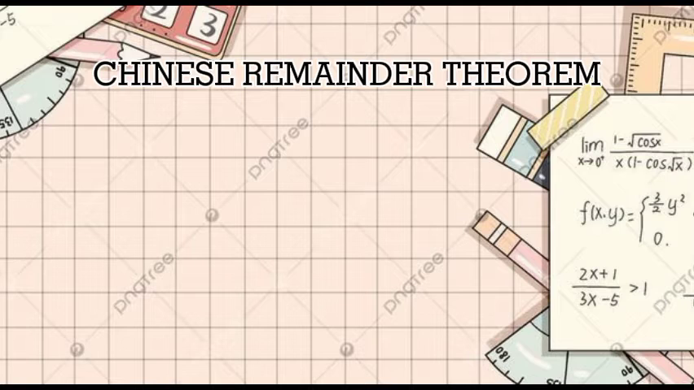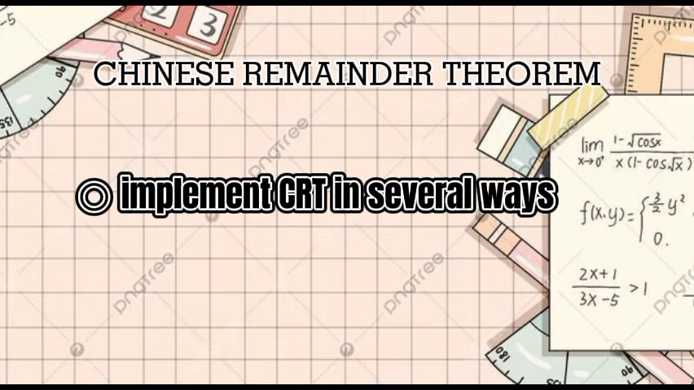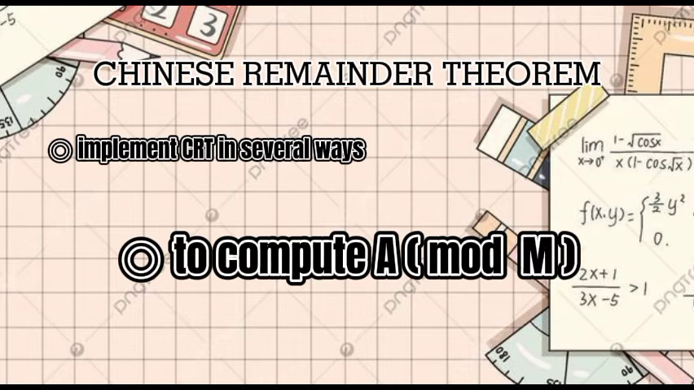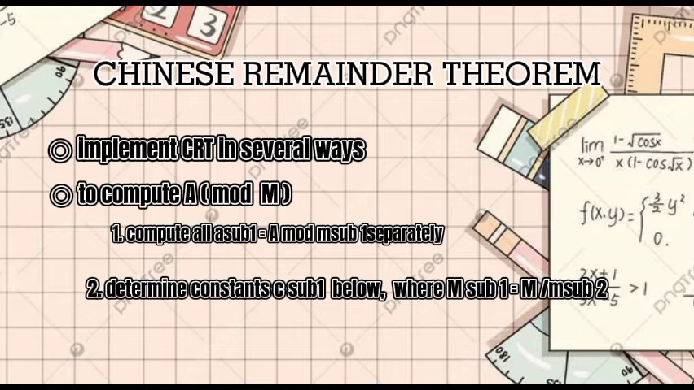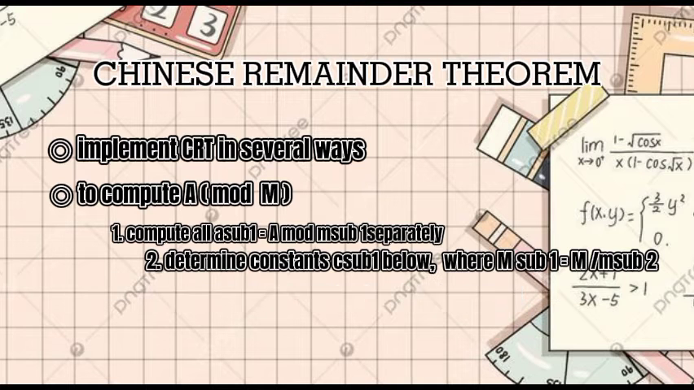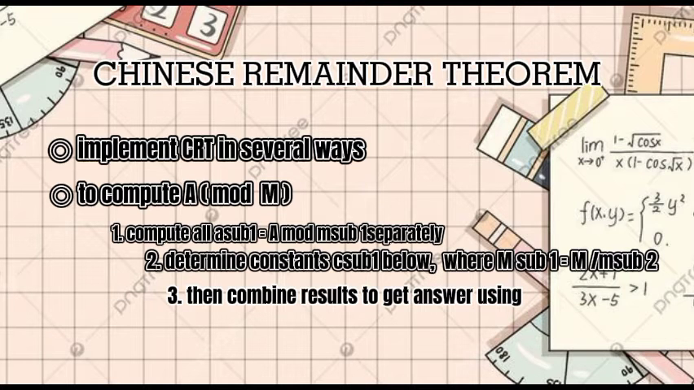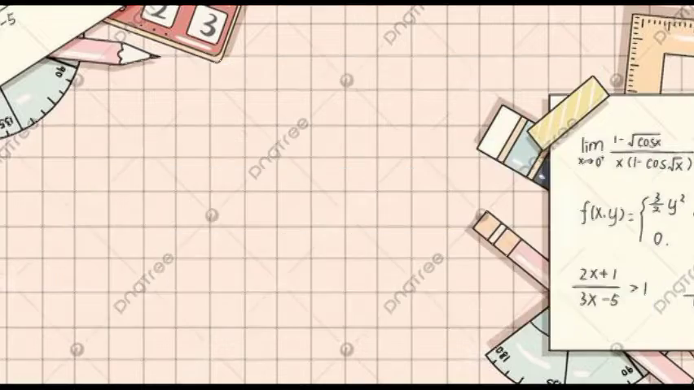The Chinese remainder theorem can be implemented in several ways. To compute a mod m, first compute all a sub i is equal to a mod m sub i separately. Second, determine the constants c sub i below, where M sub i is equal to m over m sub i. Then combine the results to get the answer using this formula.